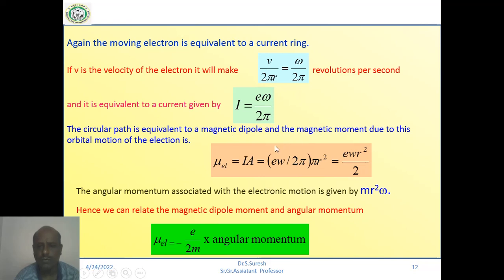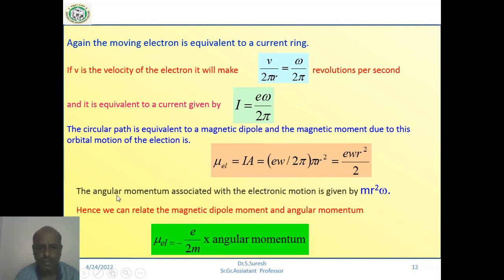Therefore, the magnetic dipole moment of this circular path is the product of current and the area of the circle. We already know the current is e omega by 2 pi, and the area of that circle is pi r square. So pi cancels, and what we are left with is e omega r square by 2. So what we observe is that the orbital magnetic moment is e omega r square by 2.